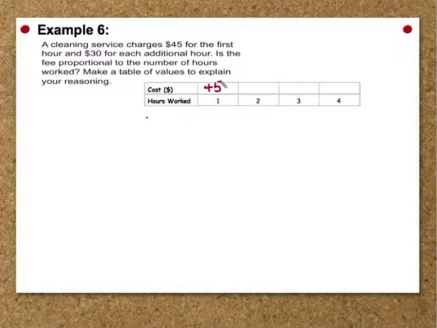Now the second one, we know that it's $45 for the first hour and then $30 for another hour. So 45 plus 30 is 75. Then for the third one, it's going to be $45 for the first hour and then 30 for the second and 30 for the third. So 45 plus 30 plus 30 is going to be 105. And then for the fourth one, we know it's $45 for the first hour, 30 for the second, 30 for the third, and 30 for the fourth, or 45 plus 90, which is 135.